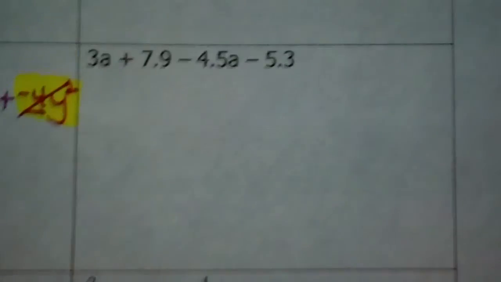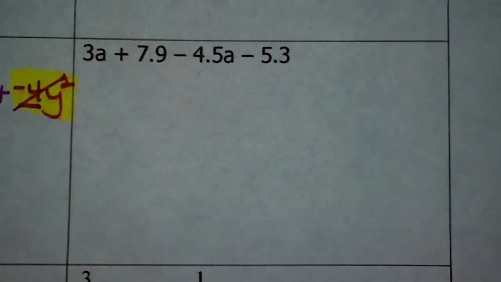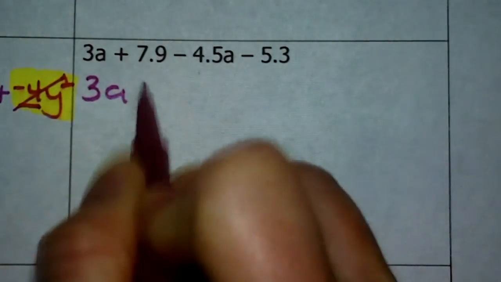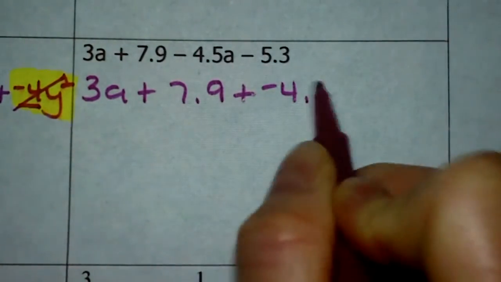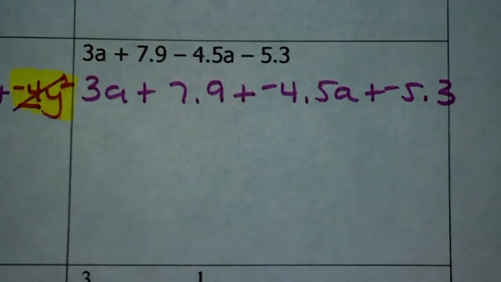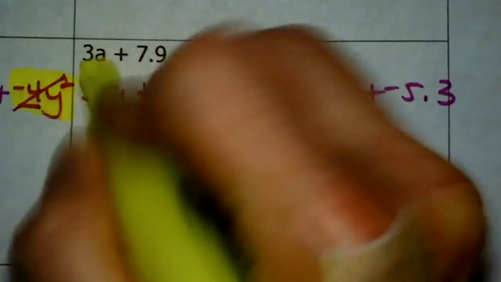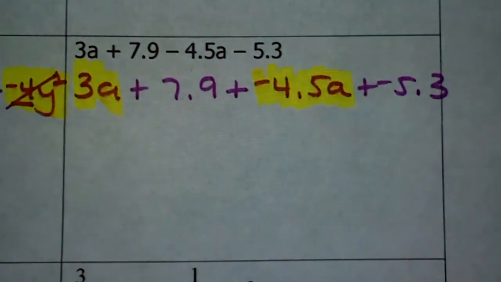Okay, I had to throw some decimals in here, just so you know that it does happen. They do exist. So we're going to rewrite this. Keep changing what needs to be changed. So that would be 4.5a would become negative, and then I have a negative 5.3. Alright, so let's start off. You treat this exactly the same. It doesn't matter that there are decimals in here. You treat it the same way. So I'm going to start off with all my a's. I have 3a. I have negative 4.5a. Those are all the a's.